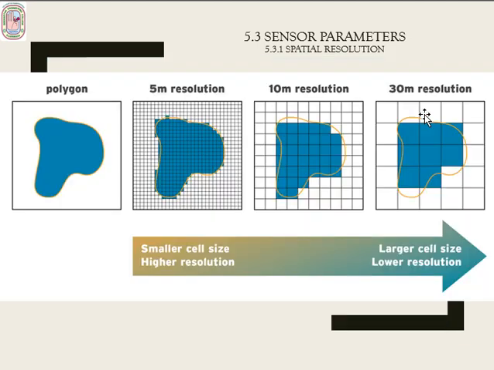So, for example, the figure shows polygon data at different resolutions. The first image is at 5-meter resolution, the second is 10-meter resolution, and the third is 30-meter resolution. The arrow shows that a smaller cell size means higher resolution, and a larger cell size means lower resolution. That means an image with 30-meter resolution is of low quality, and an image with 5-meter resolution is a higher quality image.